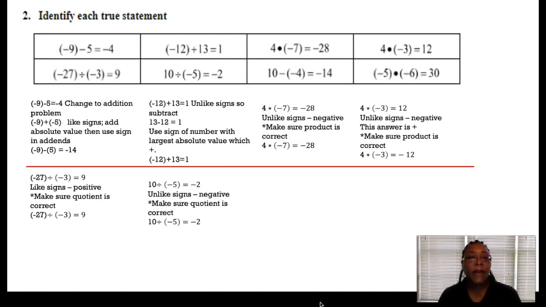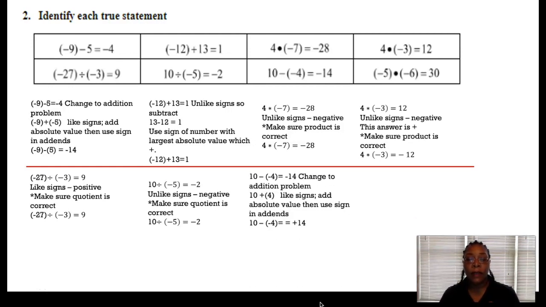10 divided by 5. Unlike signs, 10 divided by negative 5. I have unlike signs, so it should be a negative, and 10 divided by 5 is 2. Negative 2 is my answer. That is correct.